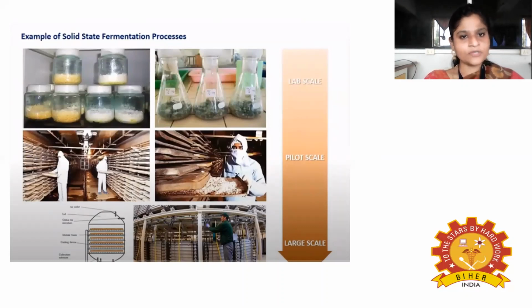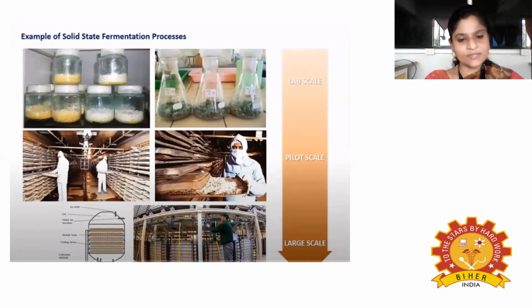If you are going to do it in a lab scale, you can either do it in this conical flask, or you can see in the top left corner, a closed jar. And if you're planning to do it in a pilot scale, there are a lot of reactors that have been specially designed for carrying out your solid state fermentation. Say, for example, you just wanted to produce cellulase enzyme. You are going to employ the solid state fermentation process.